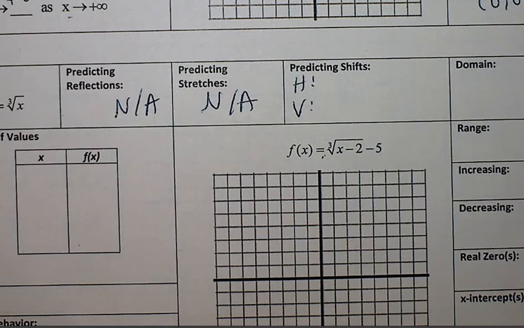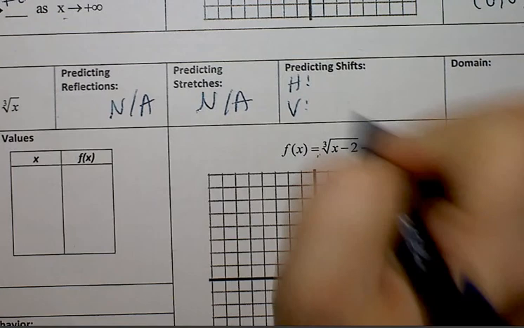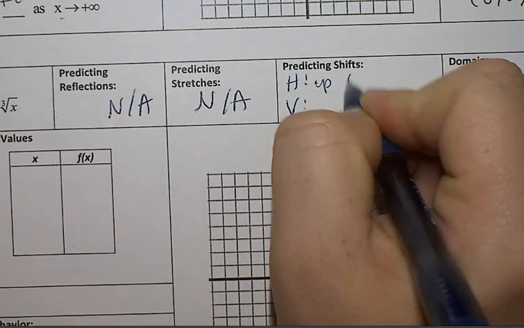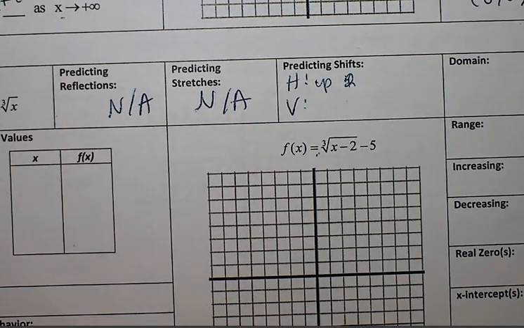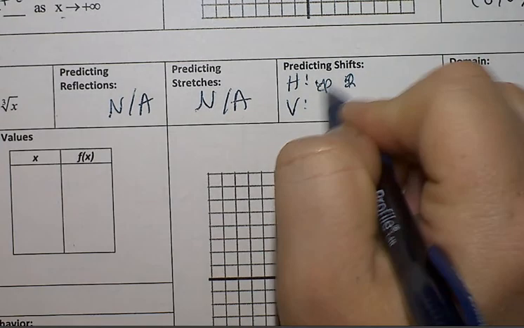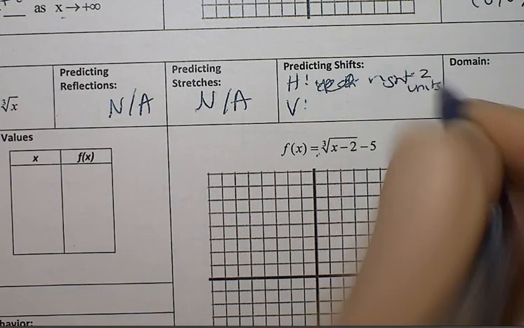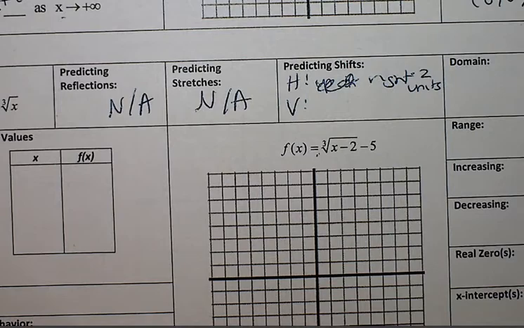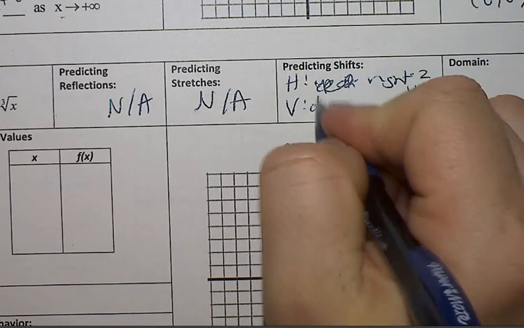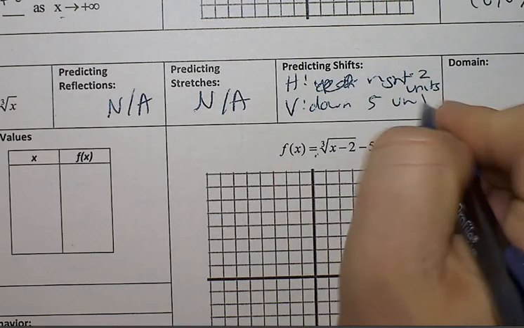Frederico, are there any horizontal shifts? Yes. Which way? Right 2 units. Do you agree with that? Right. Good. Okay, good. Pablo, are there any vertical shifts? Down 5 units. So go right 2 and down 5, please.